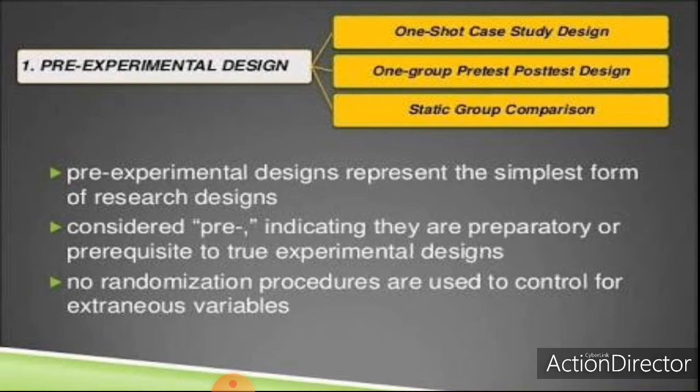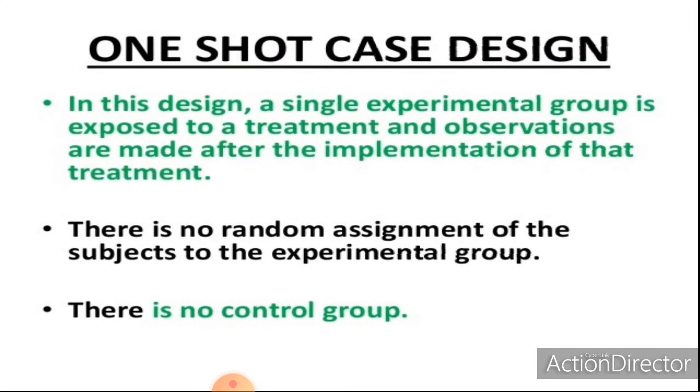Now we can discuss important types of pre-experimental design. As we already studied, there are mainly 3 subsections or 3 classifications of pre-experimental design. They are one-shot case study design, one group pre-test post-test design and static group comparison design. So first we can discuss what is one-shot case study design. Here one group is selected for the treatment and only a post-test is given to observe the effect of treatment.